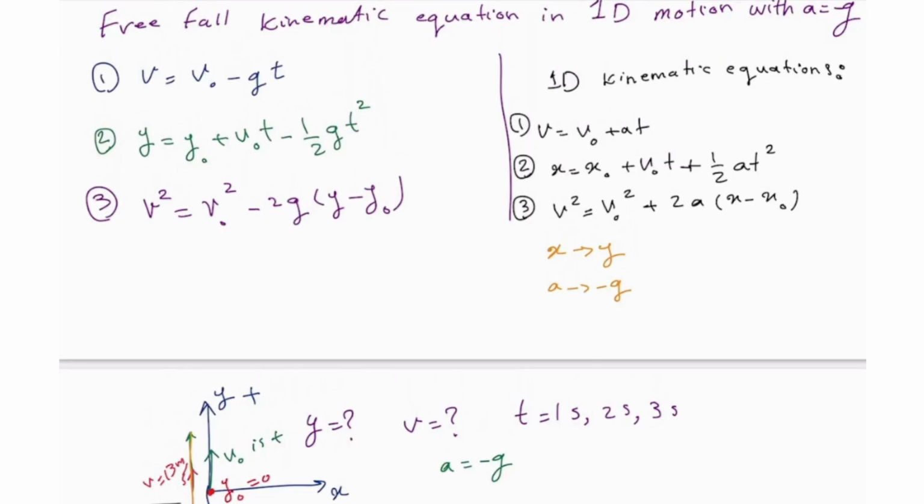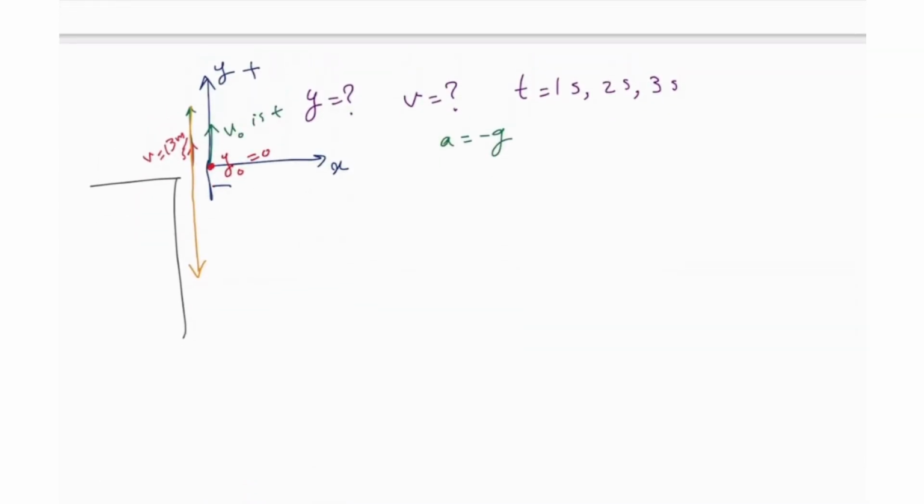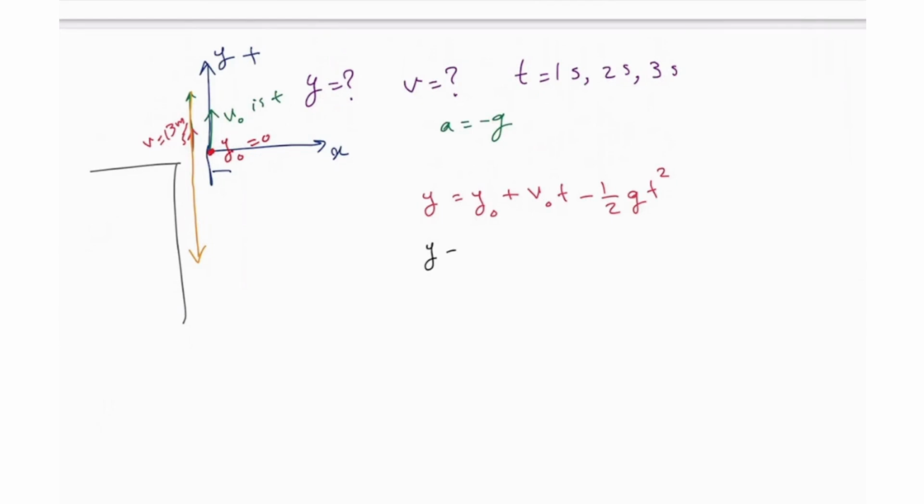So to find y, let's use the second equation that gives us y directly, and to find v, we will use the first equation. Now that we defined the coordinate system and the directions, and we identified which equations we want to use, it is now time to substitute some numbers into these equations. For y at 1 second, we have the initial position is 0, v0 is 13 meters per second, and we are at t equals 1 second.